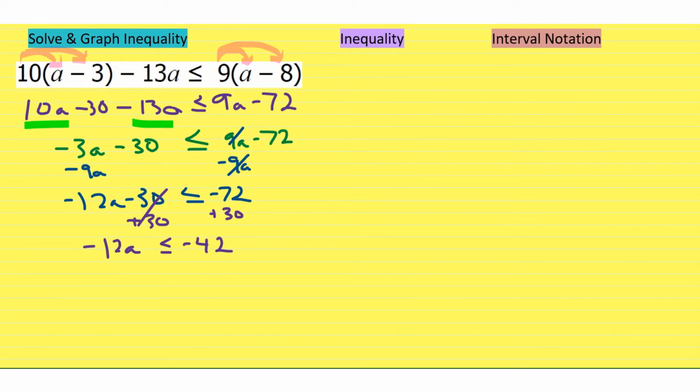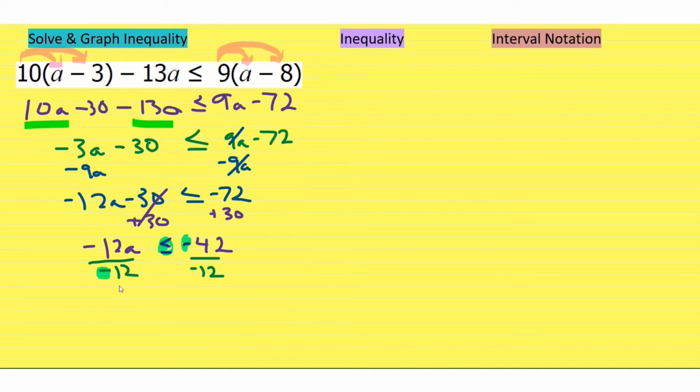Okay, so now the next item that we're going to take care of is getting rid of this negative 12, which is being multiplied by the a. But when I divide by a negative, which I will do on both sides, we've got a special event that needs to take place. I'm going to divide by a negative. That means I'm going to flip the sign, flip the sign. So the next thing is going to be a.